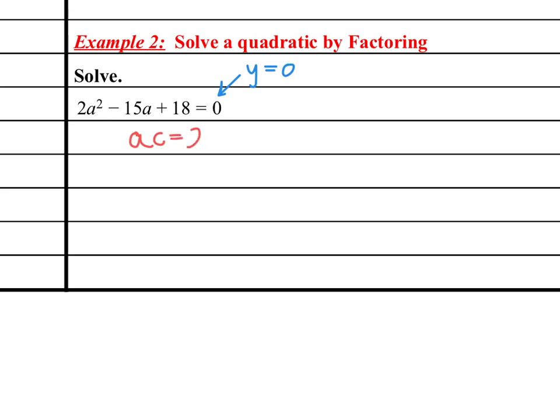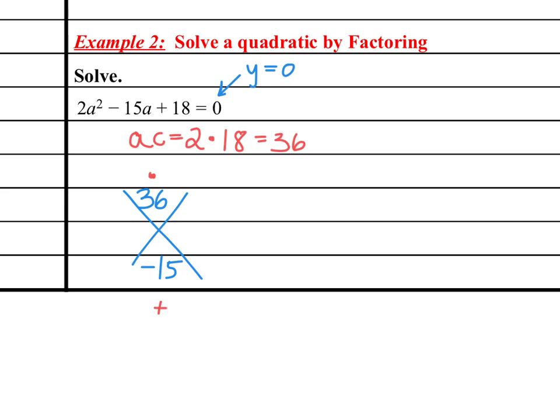So I'm doing 2 times c, which is 18. 36. We need two numbers that multiply to AC. So two numbers that multiply to positive 36 and add up to what? Negative 15. So I have to multiply to this one and add to this one.